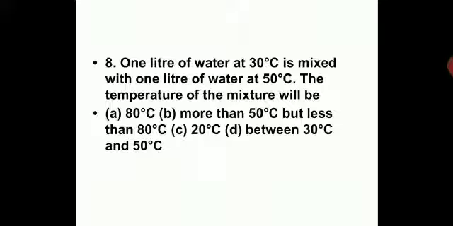Then one more question here. 1 liter of water at 30 degrees Celsius is mixed with 1 liter of water at 50 degrees Celsius. So now you need to think over this, an indirect question where you need to think application type. The temperature of the mixture will be 80 degrees Celsius, more than 50 degrees Celsius, less than 80 degrees Celsius, 20 degrees Celsius, or between 30 degrees and 50 degrees Celsius. So here you need to know the flow of heat from the hotter body to the colder one. You just need to apply that concept over here.